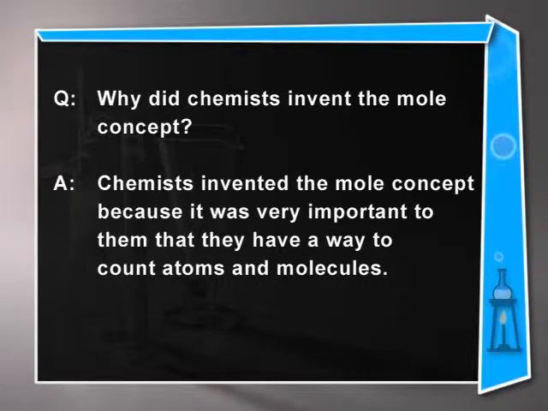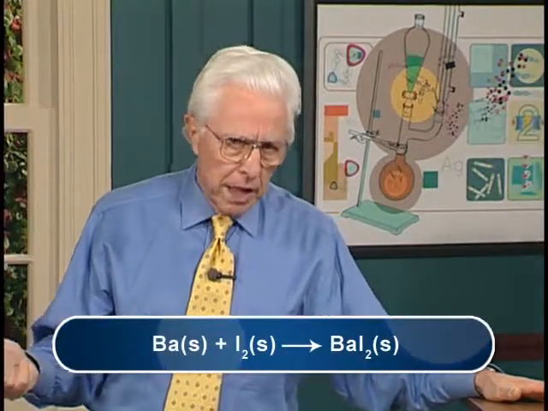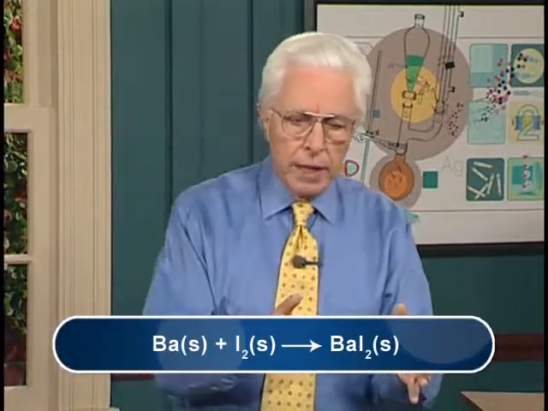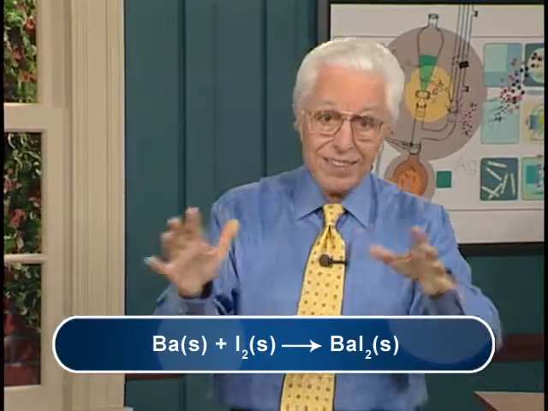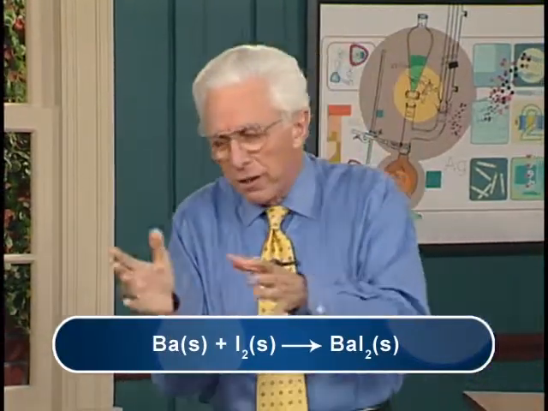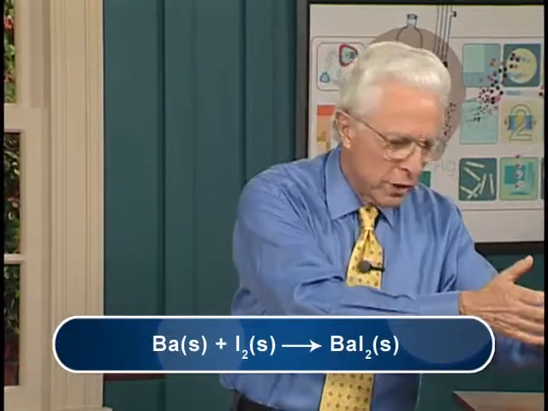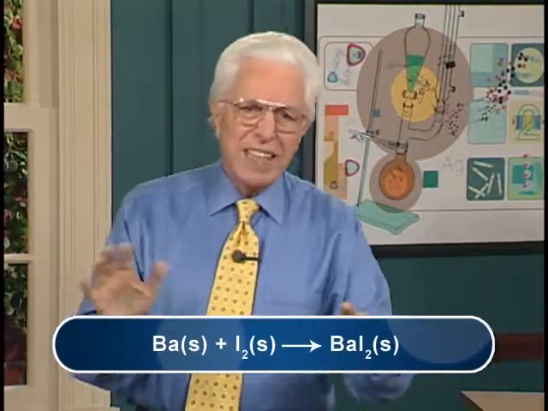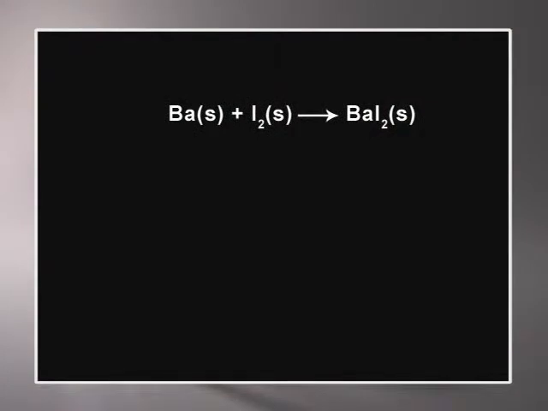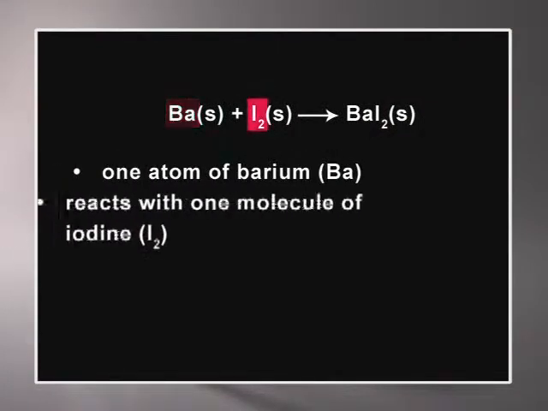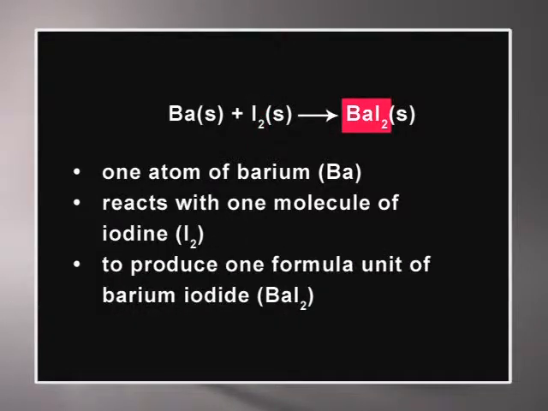For example, let's suppose you wanted to run a chemical reaction between barium atoms and iodine molecules to form barium iodide. For the moment, we'll just call these atoms and molecules, even though barium iodide is an ionic solid, and it might be difficult to run the reaction in the actual way it's written down here. That's not important for what we're discussing. The equation for this reaction tells us that one atom of barium reacts with one molecule of iodine to produce one formula unit of barium iodide.